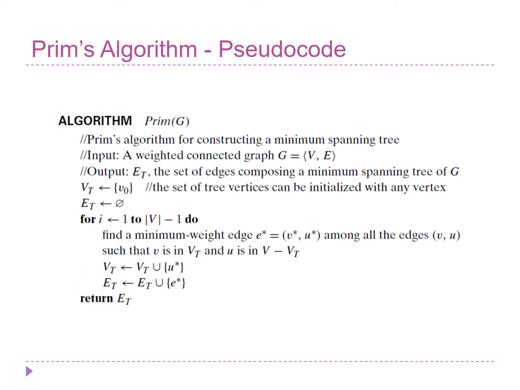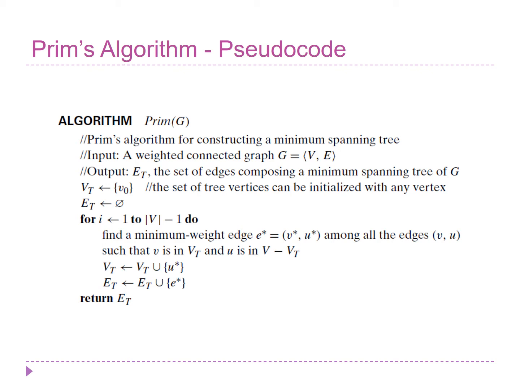The input to Prim's algorithm is a weighted connected graph with a set of vertices and a set of edges. The output of Prim's algorithm is a set of edges composing the minimum spanning tree, represented by the variable E_T. E_T is initialized to null. The variable V_T represents the set of visited vertices and it is initialized to V_0, which will be the root of the minimum spanning tree.